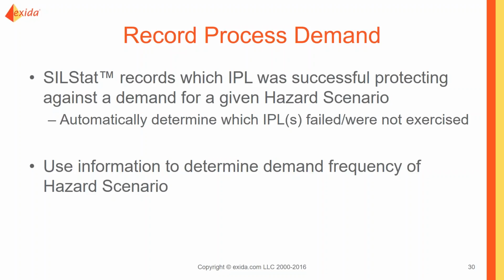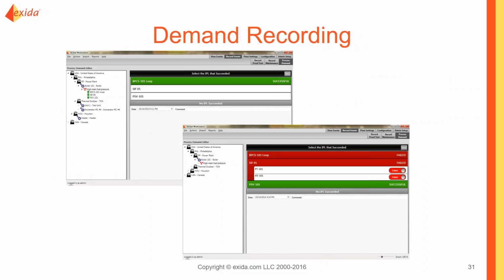When you have to record your process demand, you simply select which one was successful. Again, this will turn that independent protection layer green. So as you can see in this screenshot, the BPCS 101 loop was successful in the first case, which is great. That's your first IPL. However, if your third IPL, the PSV 101, is successful, then it automatically counts the other two as failing.